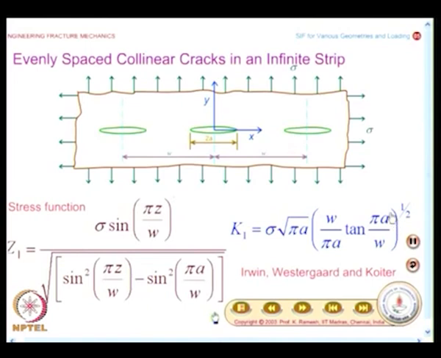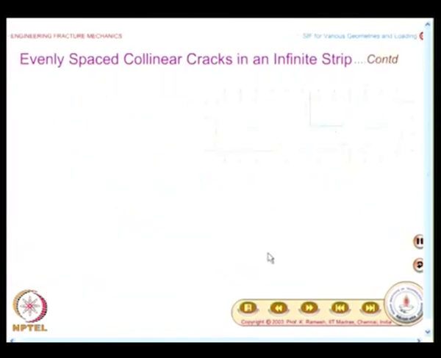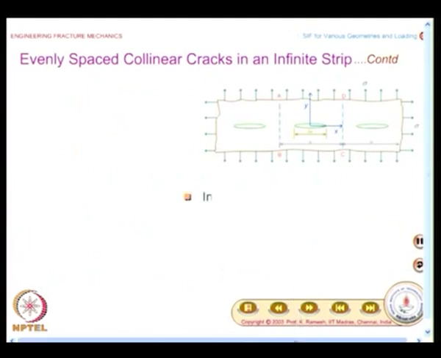From now on you will always see this kind of expression involving the crack length and a geometric parameter of the problem. You have to read it as the A by W ratio. For all our future discussion, we will look at what is the value of A by W or 2A by W, things of this nature. So, what is so important about this problem?